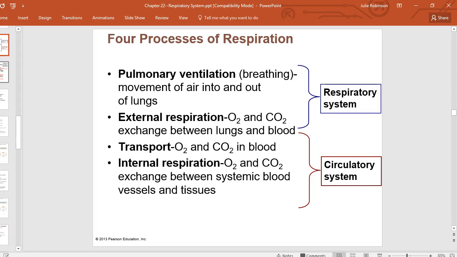Internal respiration is essentially very similar to external respiration, but here we're going to see the movement of gases from the body tissues, the cells of the tissues, to the systemic blood vessels.